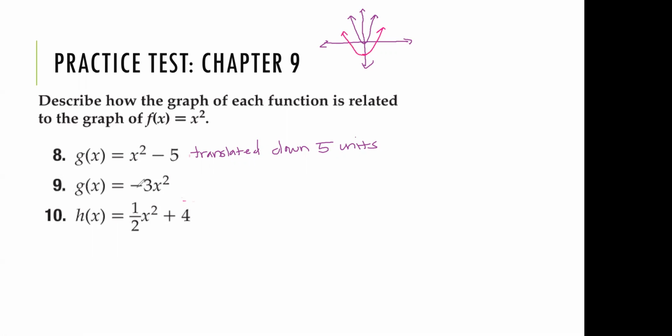All right, so then g of x is equal to negative 3x squared. So we've got a value in front of x squared, okay? So that means it's going to be stretched vertically, okay? And also, since there's a negative here, what that does is it flips our parabola this way, okay? So it's reflected over the x-axis, okay?